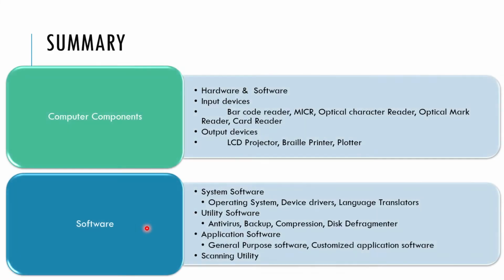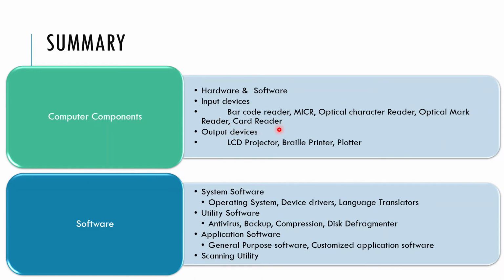Now, let us summarize the second chapter, Hardware and Software. So what we have learned in this chapter: we saw that a computer is made up of two components, hardware and software. Hardware are the components which we can see and touch, and we saw some of the input devices like the barcode reader, which is used by the cashier in the supermarket. Then we saw MICR, which is primarily used in banks for scanning of the checks, optical character reader, optical mark reader, and the card reader.